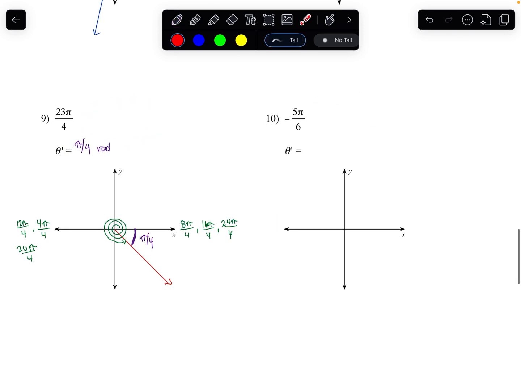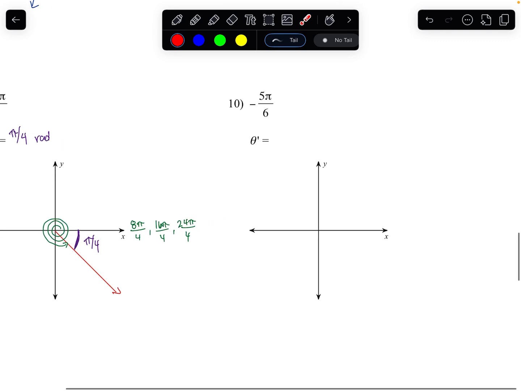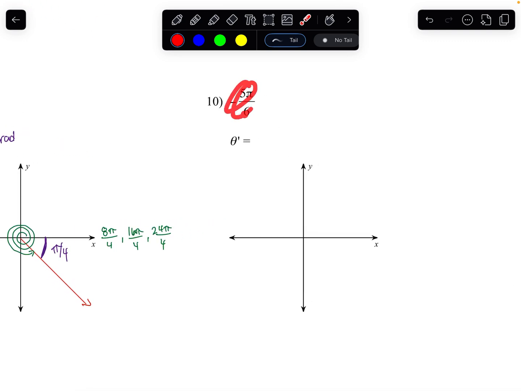A lot of explanation there, I know. But we'll do something similar here. So we have negative 5 pi over 6. Remember, the denominator kind of tells everything that I need to measure an angle in radians. So that means each half has 6 parts, I guess you could say. So that means each quarter has 3 parts. So 1, 2, and 3, 4, 5, and 6, if that makes sense.